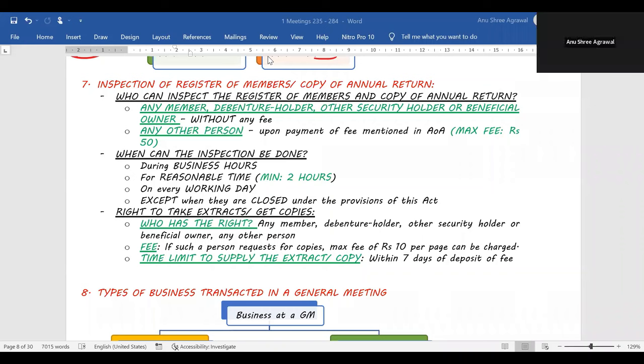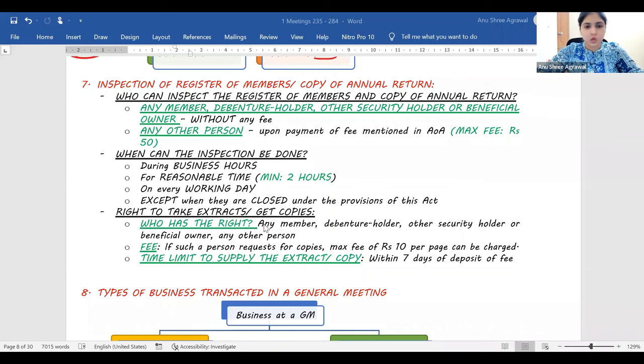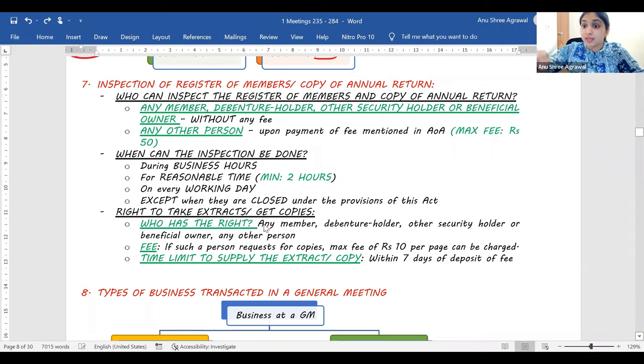All right, taking you forward to the next concept now, inspection of register of members and copy of annual return. Till now, we learned one inspection already. Inspection of what register? Inspection of register of SBO. Who can inspect? Only members can inspect. For inspection also, can we charge a fee? Yes. How much fee? 50 rupees. That's what we learned.